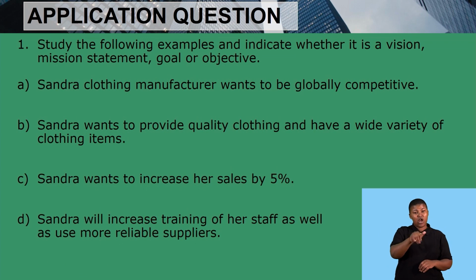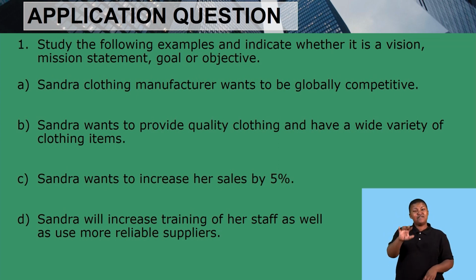Now we can remember that the vision statement gives us the dream of the business, what Sandra wants to achieve with her business. The mission statement says what she wants to produce or what service she wants to provide. And then the goal says what is her long-term dream for her product. Objectives is how we want to achieve these goals.